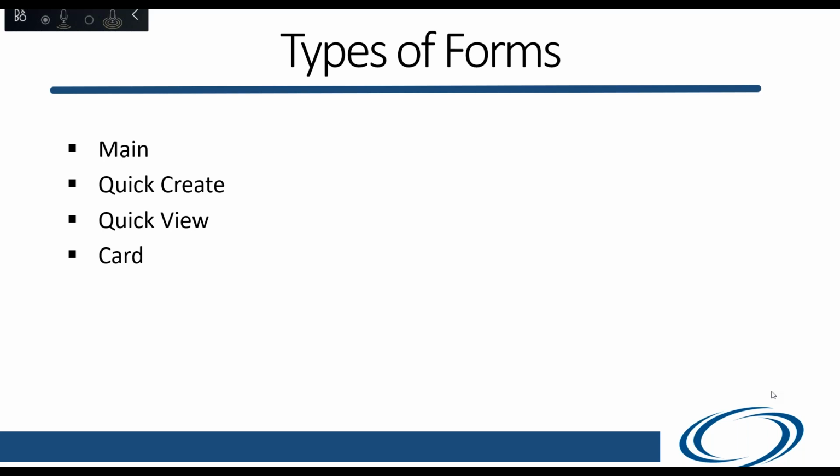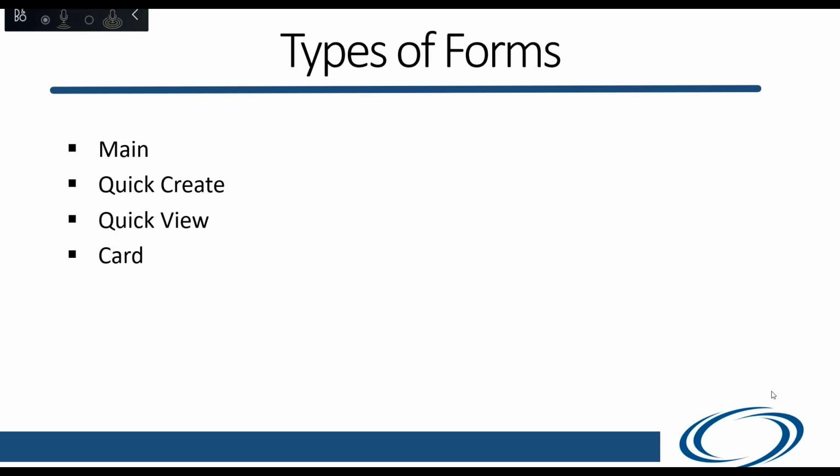The quick create is a basic form used to create new records. It's a lot smaller than the long form, and you can access that by going to the plus sign in the black toolbar, which we'll look at in a little bit here.